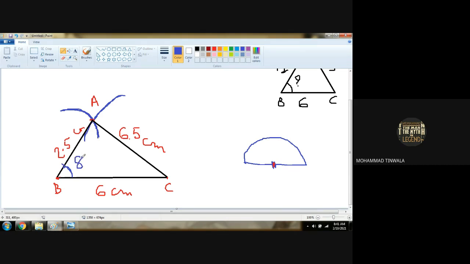80 degree. If 80 degree does not come, that means your sum is wrong. This is your 0 degree, and your construction here gives 90 degree. It should be 80 degree. If it does not come, that means your construction is wrong. Understood? Anybody has any doubt with this sum number 4? No, sir.